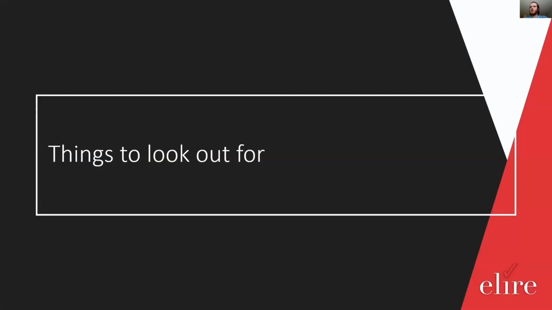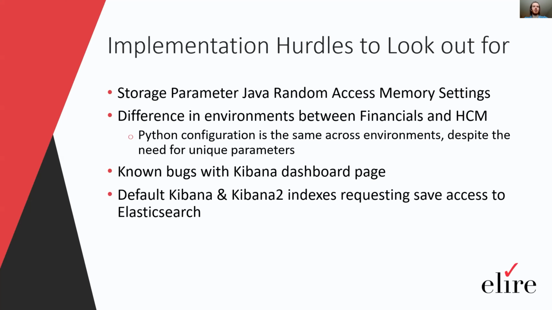We have an idea of the visualizations, we have an idea of what Kibana can do for us, and we have an idea of all the things that our analytics strategy really entails. Because Kibana is that newer offering from PeopleSoft, there are just a few implementation hurdles to look out for. And we'll touch on a few of them here, just some that we've run into through our implementation so far. A lot of it is based on storage parameters for our Java random access memories. Making sure that maintenance and those metrics are in place is essential.